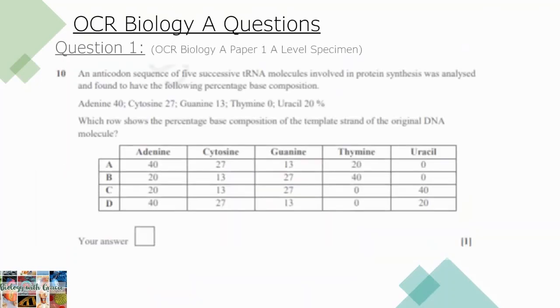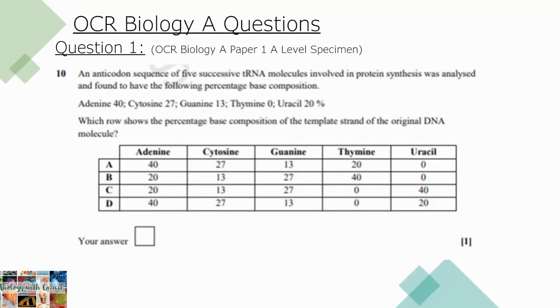So now we're going to move on to some questions based on that. So our first question for Biology A is: an anticodon sequence of 5 successive tRNA molecules involved in protein synthesis was analysed and found to have the following percentage base composition: adenine 40, cytosine 27, guanine 13, thymine 0 and uracil 20%.